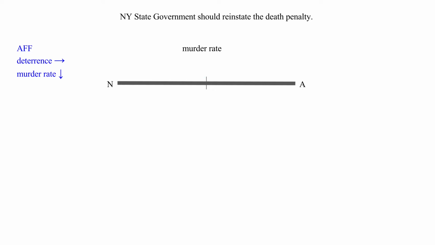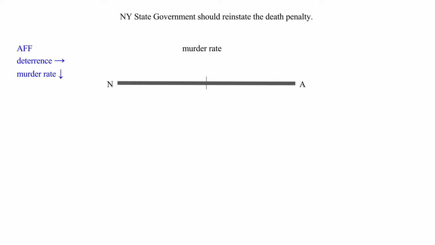This means that if we end up somewhere on the left side of the axis, the negative is winning the murder rate impact. And on the right side, anything to the right of this midpoint, we have the affirmative side. If we end up there, the affirmative is winning the murder rate impact. And right here in the middle is basically a tie between the affirmative and the negative, and this particular impact is not going to determine who wins the round.